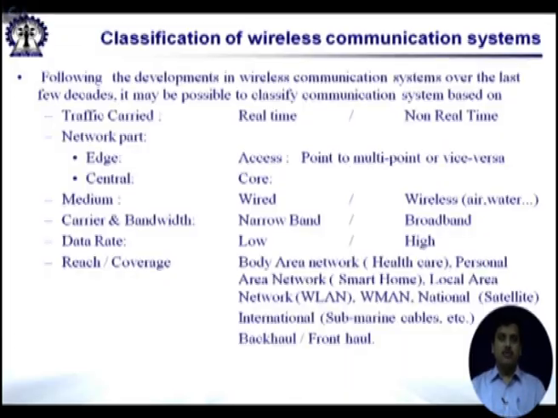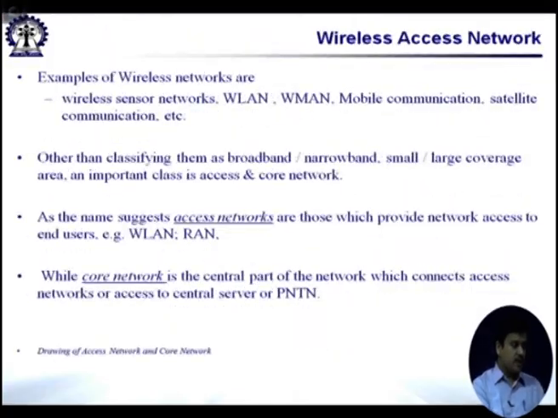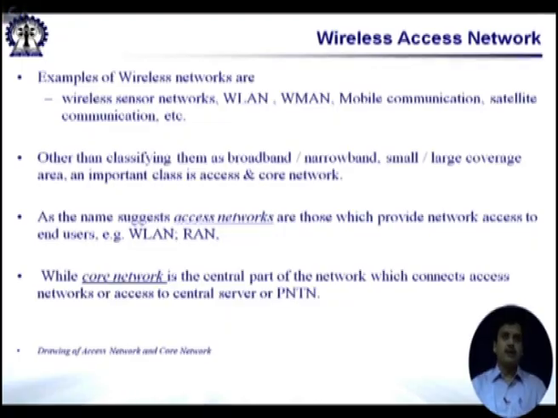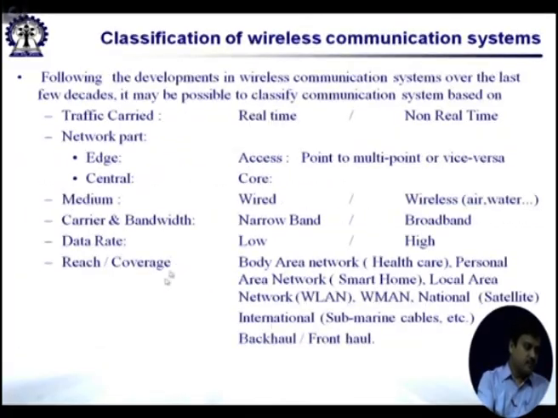Further, there could also be classification on whether a particular type of link is a backhaul or a front haul. Going beyond all of these different types of classifications, if we take examples of networks as mentioned below, sensor networks, WLAN, WMAN, mobile communications and satellite networks, one of the most important ways of classifying them would be the edge, as presented in the previous slide. The network part, the edge or the central.